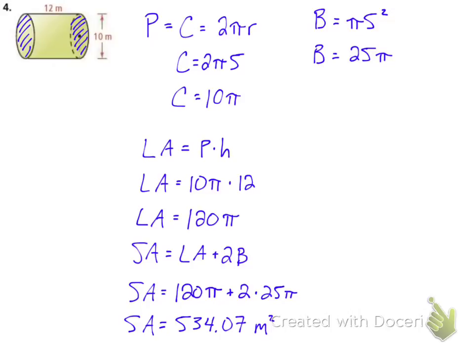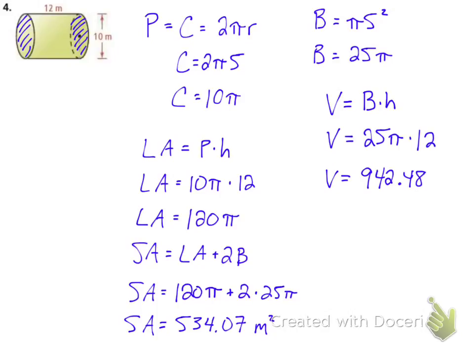To find my volume then, I'm doing the area of my base times the height, so the volume ends up being 25 pi times 12, and that gives me my volume of 942.48 cubic meters.